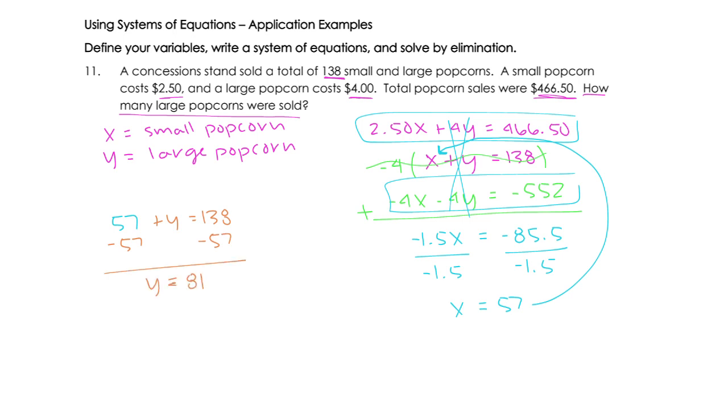Since the question wants to know how many large popcorns were sold, we would just say 81 large bags of popcorn. And that is it for these notes.